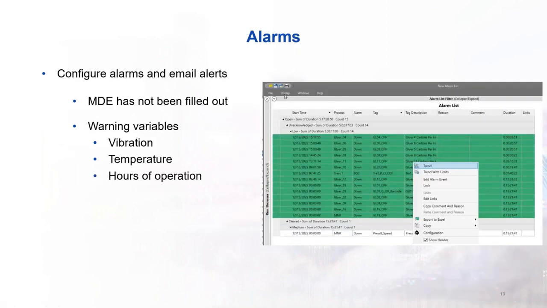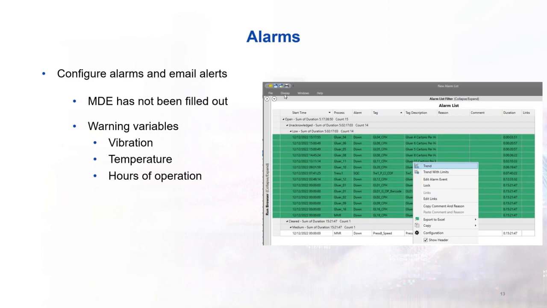You could configure alarms and email alerts. You can alarm if your manual data entry system, if we haven't entered the properly scheduled maintenance rounds, we can send out alerts on that, reminders to help folks get their backlog taken care of.